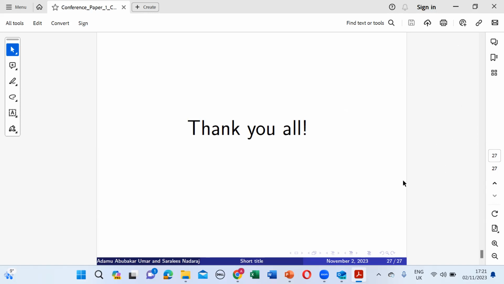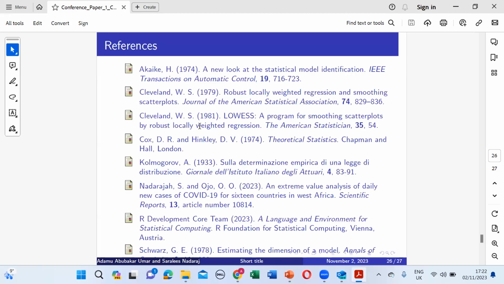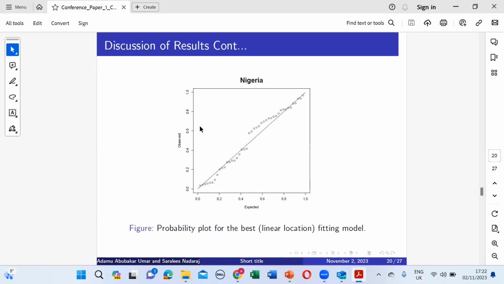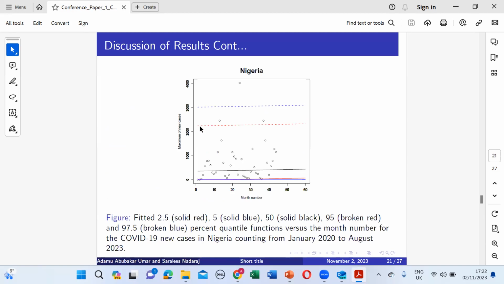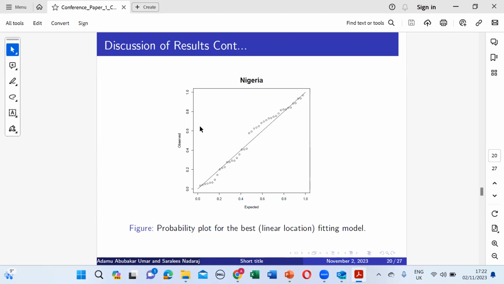So, when you say the 97.5% quantile, what do you mean by that, for example, in terms of the estimated amounts of cases for COVID-19 in Nigeria? Hello? Can you hear me? Yes, sorry, please come again. Could you explain, when you say the 97.5%, like the broken blue line, for example, what is that? Can you explain a little bit what that means in this example, in terms of the cases in Nigeria?